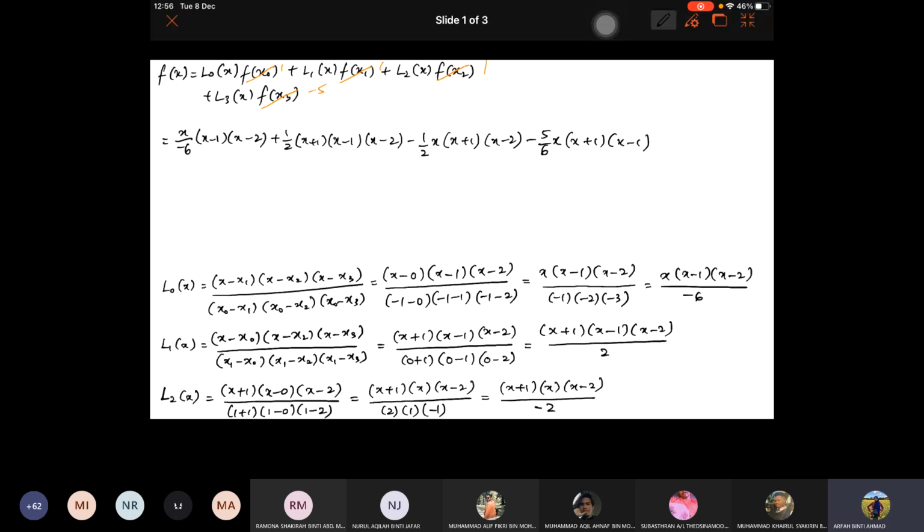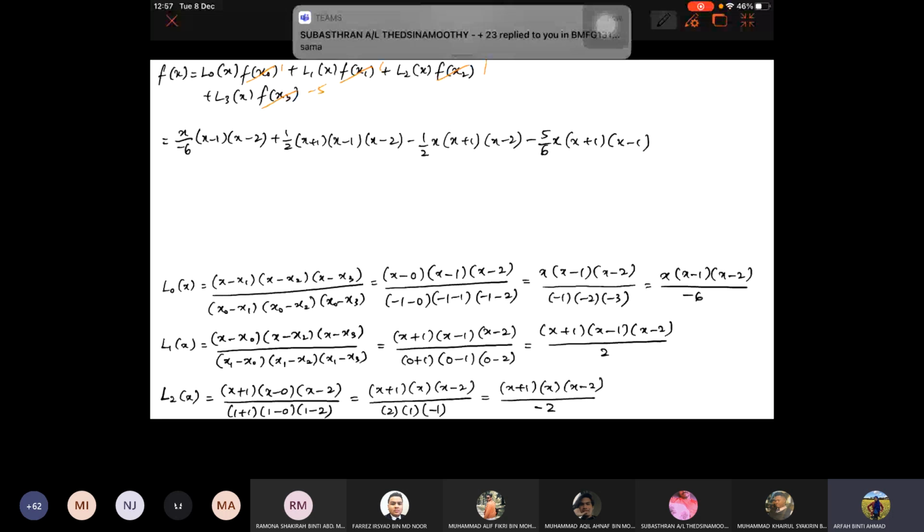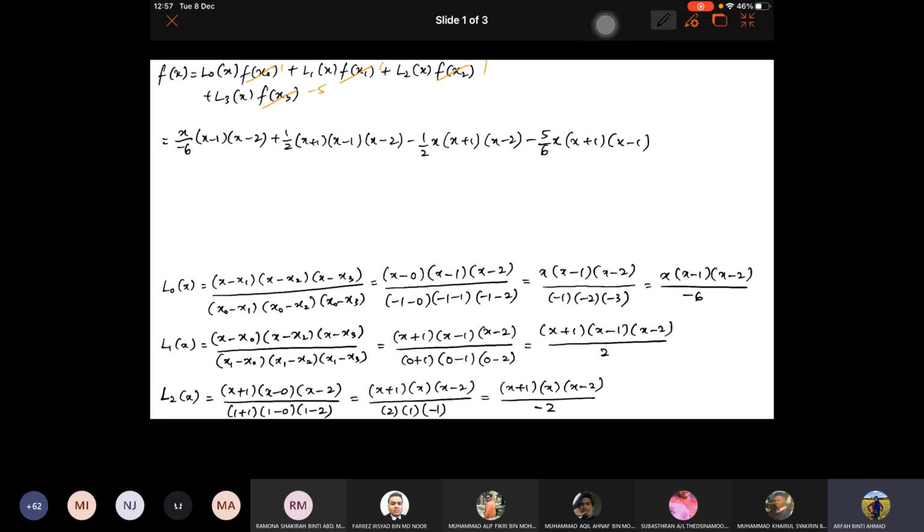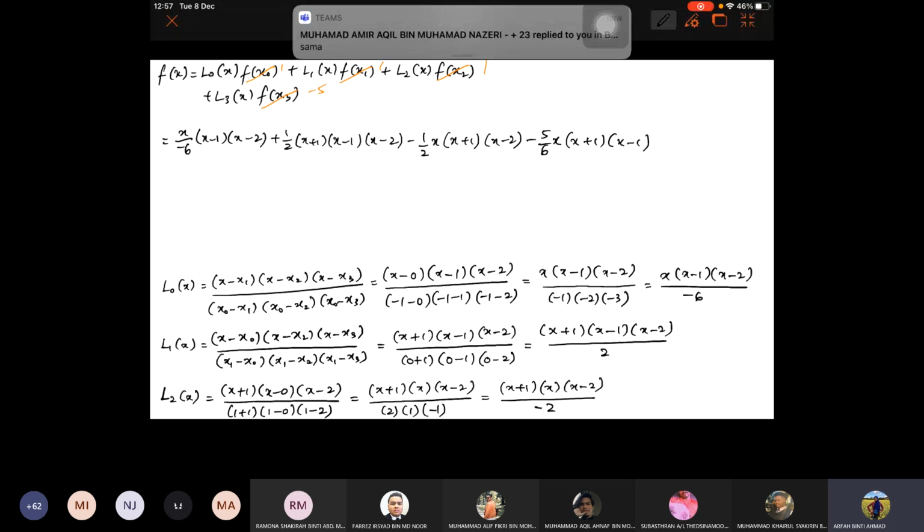Semua dapat sama or not? Everyone the same with mine or not? Hai, senyap je. Tak dapat? Yang mana tak dapat? You can try by yourself one by one. Negatif x per 6, x tolak 1, x tolak 2. Tambah 1 per 2, x tambah 1, x tolak 1, x tolak 2. Tolak x per 2, x tambah 1, x tolak 2. Tolak 5 per 6, x tambah 1, x tolak 1.